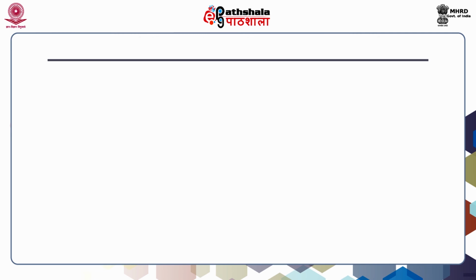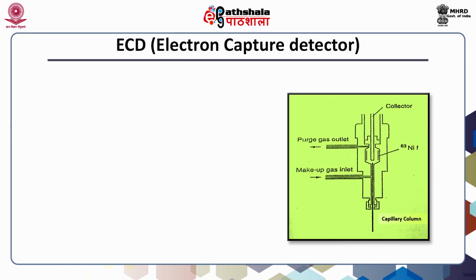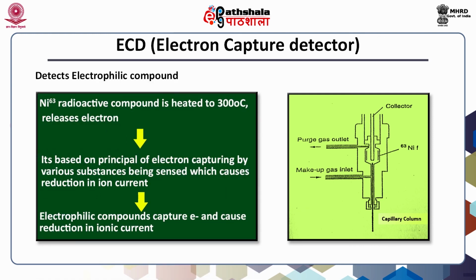We will now see another kind of detector, that is the electron capture detector. Here again the name itself suggests that it is a device where electron capturing is done. It works on the principle of electron capturing by various substances, such as nickel or other substances, being sensed, which causes a reduction in the ion current.